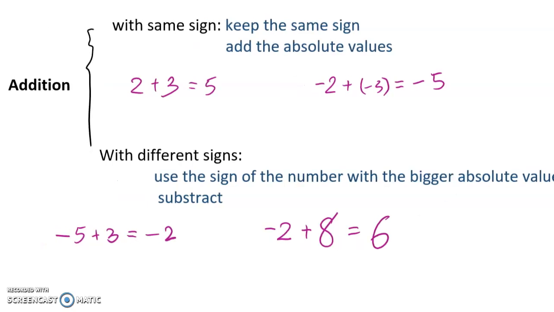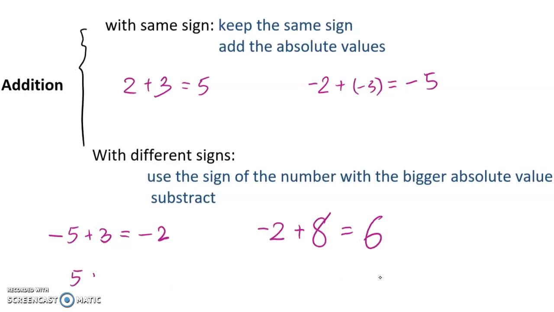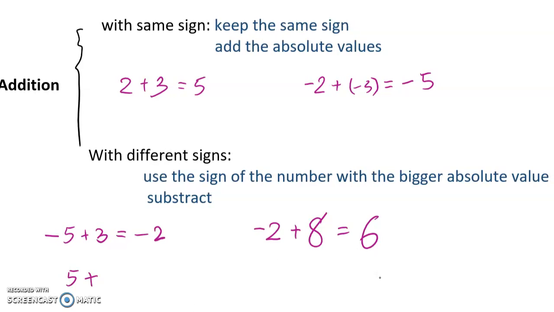Okay, one more example. Say I have 5 plus negative 6. Okay, we're adding 2 numbers. They have different signs. One is positive 5, the other one is negative 6. We will use the sign of the bigger absolute value, which is negative, because negative 6 has a bigger absolute value, and we'll subtract. 6 minus 5, 1. So the answer is negative 1 here.